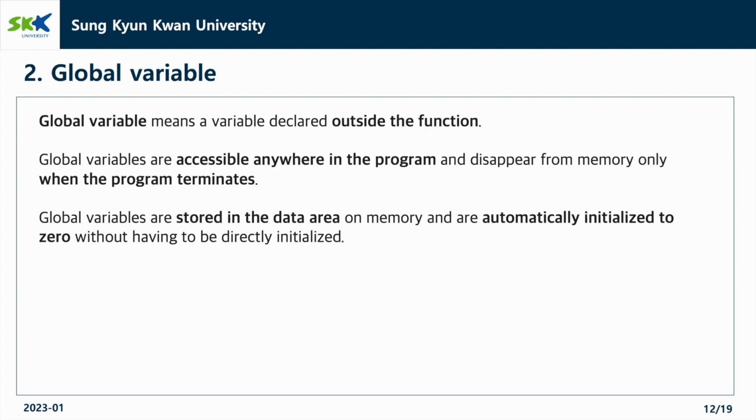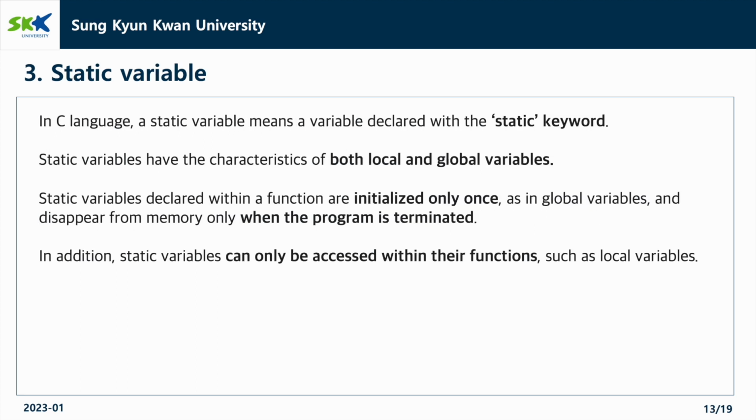Global variable means a variable declared outside the function. Global variables are accessible anywhere in the program and disappear from memory when the program terminates. Global variables are stored in the data area of memory and are automatically initialized to 0 without having to be directly initialized. Static variable means a variable declared with the static keyword.